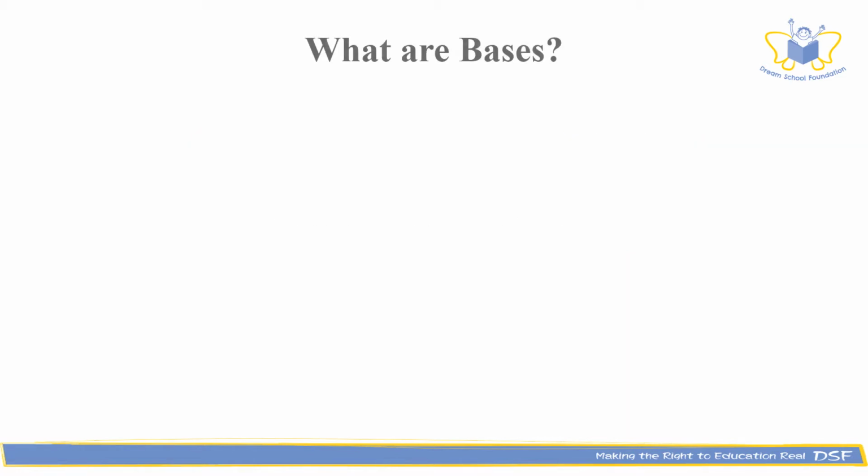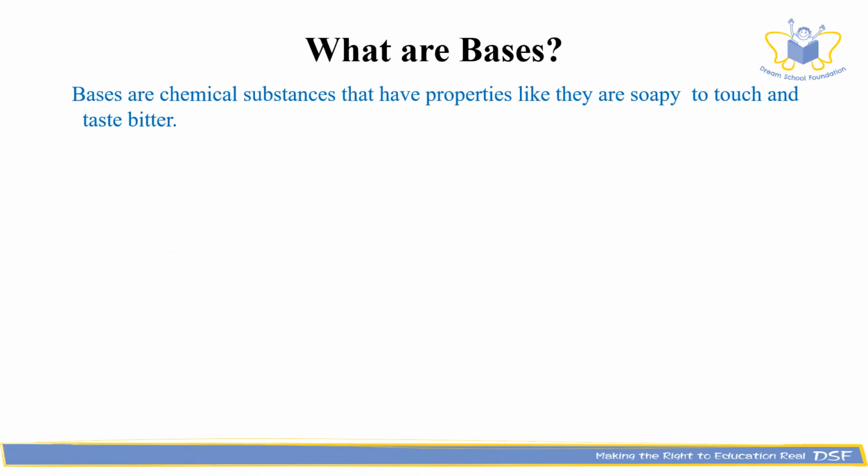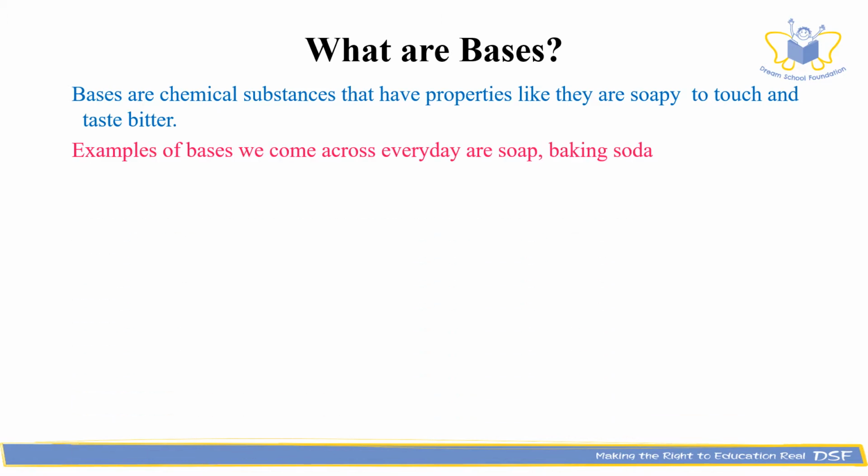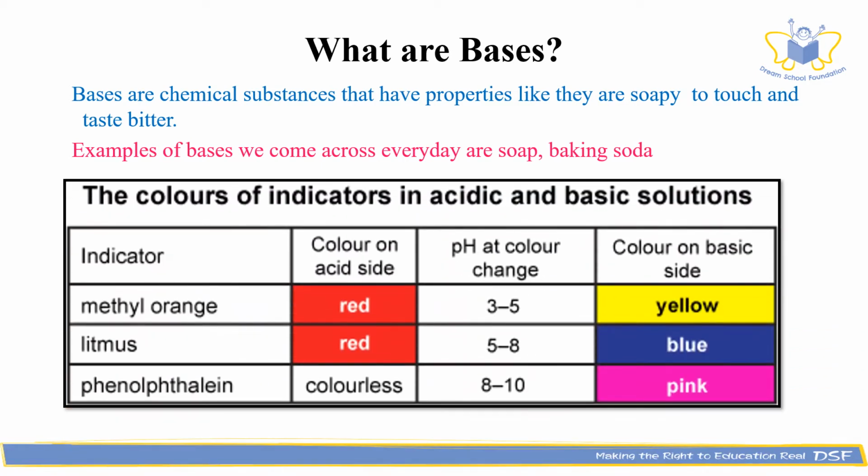What are bases? Bases are chemical substances that have properties like they are soapy to touch and taste bitter. Examples of bases we come across every day are soap, baking soda, etc. Bases affect indicators. Bases turn methyl orange to yellow. Bases turn red litmus to blue. In bases, phenolphthalein turns colorless to pink.